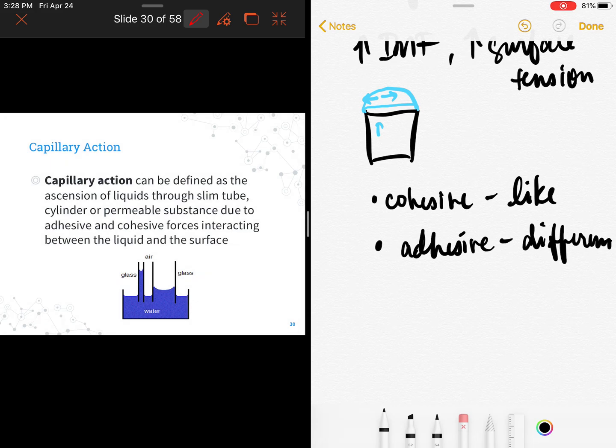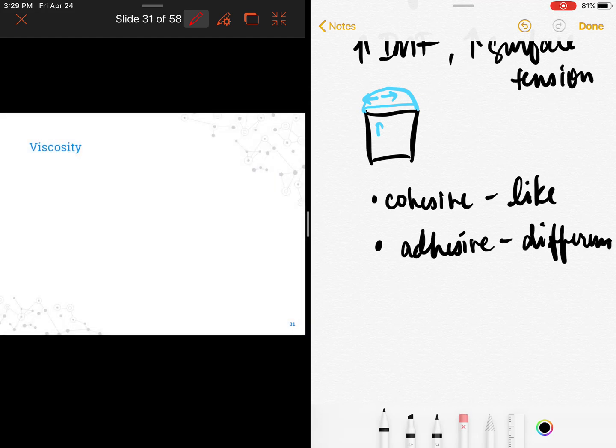Next, capillary action. So, capillary action can be defined as the ascension of liquids through slim tube. So, capillary action, parang yung sa straw ninyo, no? Kapag umiinom kayo ng juice, pagkatusok ninyo ng straw ninyo, umaakyat yung liquid, no? So, that is capillary, no? This is the rise, no? Yung pag-akyat ng liquid sa maliliit na butas, no? Into narrow tubes.